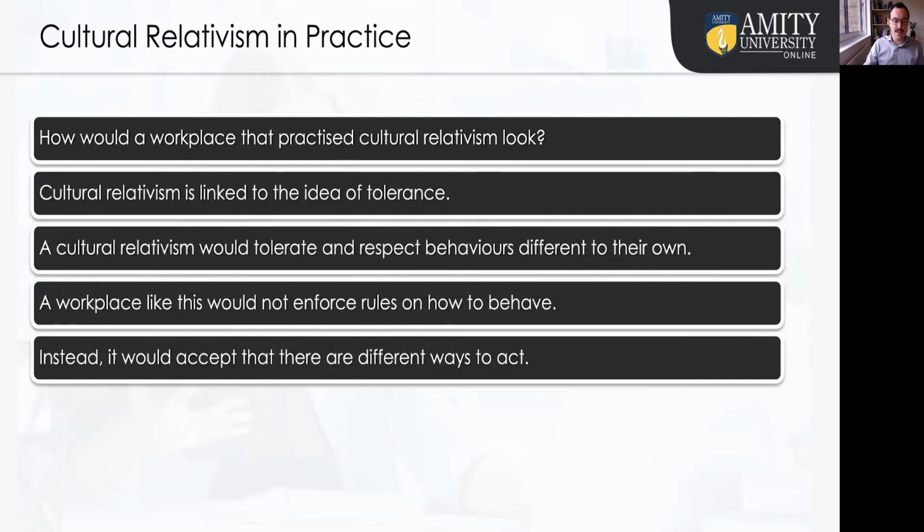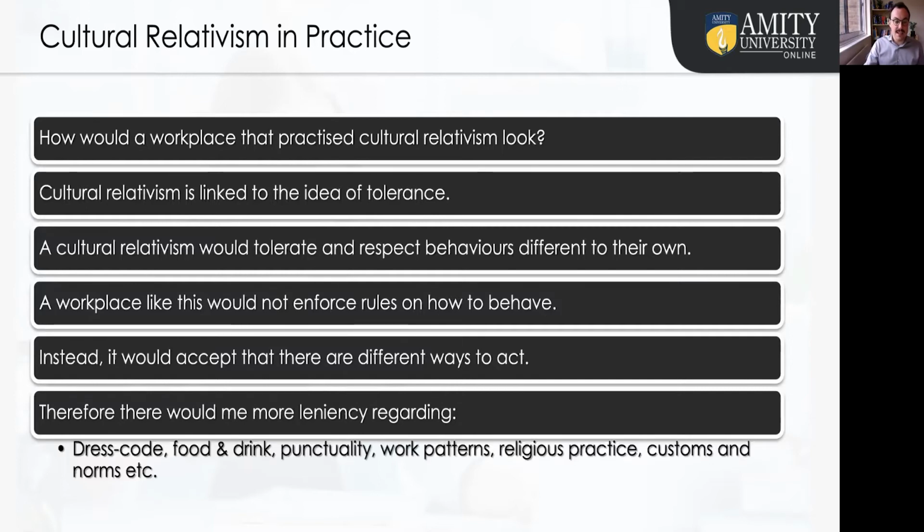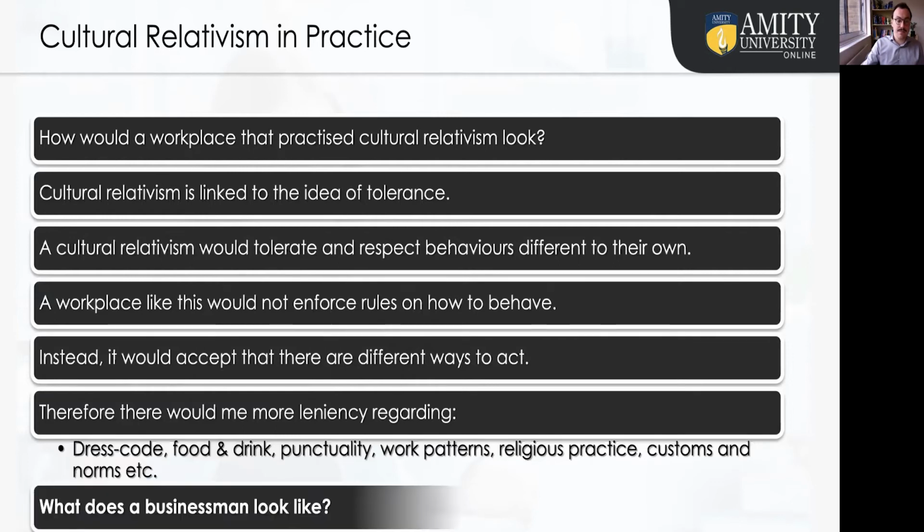So we'd accept that there are different ways to act, and therefore you would expect more leniency regarding things like the dress code, food and drink, punctuality, work patterns, religious practice, customs and norms, etc. All these things we've looked at time and time again, and how we differ across cultures. A culturally relativistic workplace would accept those differences and try to accommodate them.